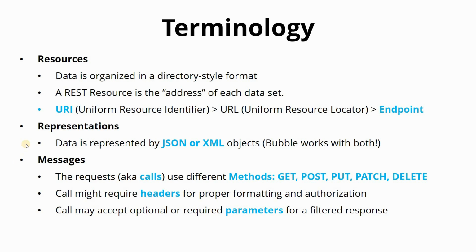Now let's talk about the requests themselves. First of all, I'm going to now refer to requests as calls, because that's actually the term that you're going to see in documentation and within the Bubble tools for making API requests. These are known as calls. So every call has to indicate what type of method it's using, and there are 5 to choose from. So you've got get, post, put, patch, and delete.